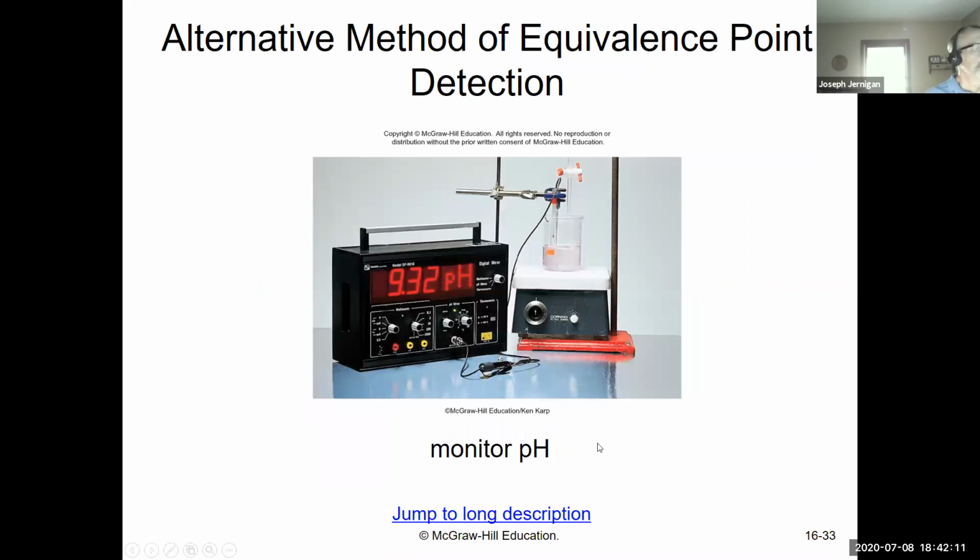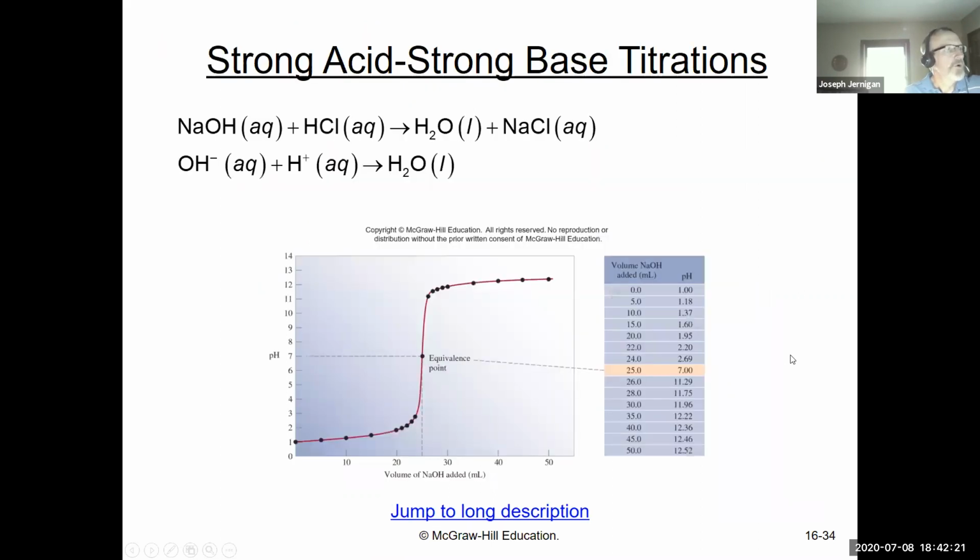We can also use a pH meter, and I believe that we will actually use a pH meter in one of our labs coming up. So we'll have more opportunity to actually see how a pH meter works.